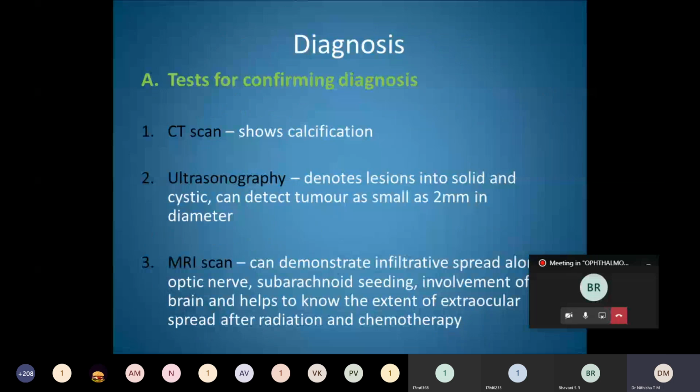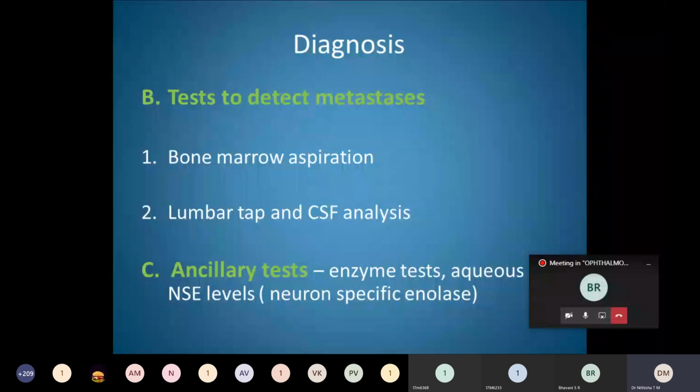So what is the diagnosis? Tests for confirming the diagnosis: CT is very important, which shows calcification. Ultrasonography differentiates the lesions into either solid or cystic, and you can even detect a tumor as small as 2 mm in diameter. MRI can demonstrate infiltrative spread along the optic nerve, subarachnoid seeding, involvement of the brain, and helps to know the extent of extraocular extension after radiation and after chemotherapy.